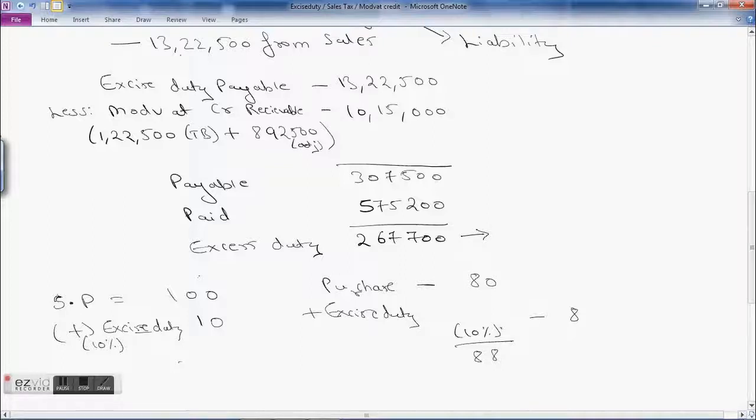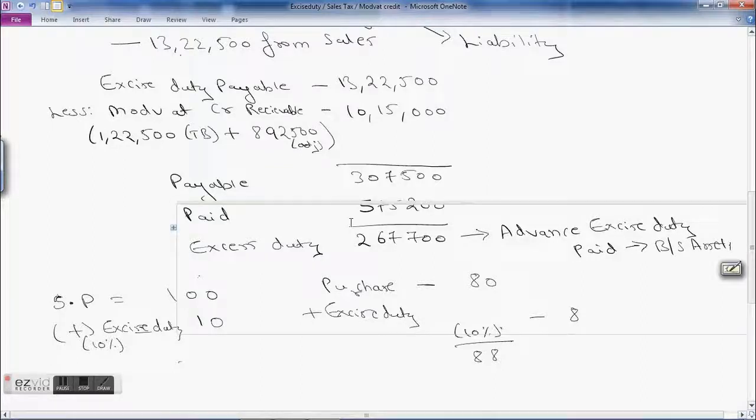Okay, now this is an extra excise duty which has been paid. Okay, now this benefit you will get in future, correct? So this is like your advance excise duty which has been paid. Now this advance excise duty paid 2,67,700 will be like your asset, because you will receive the benefit of this in the future. So it will be reflected in your balance sheet asset side.